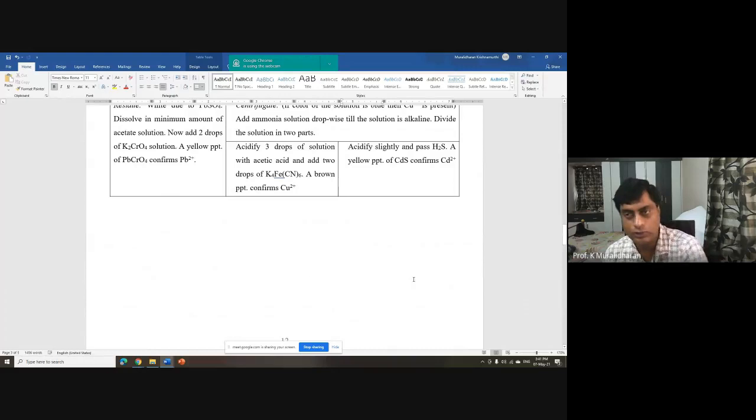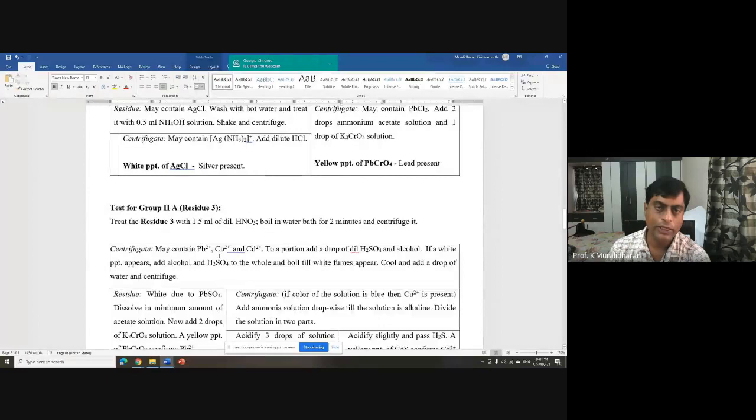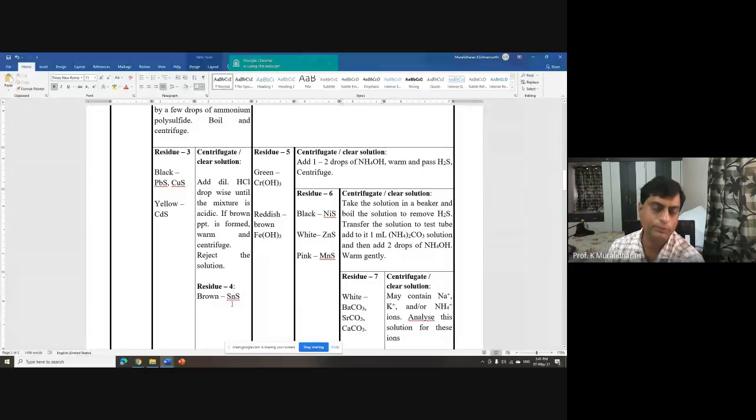Okay, and now you are going to residue number 3. After that, residue number 5 you are having. The residue number 4 directly confirms the presence of tin here, because you are already confirming that only tin is available in this case. So this is confirmed here. So residue number 5 goes for chromium and or iron.